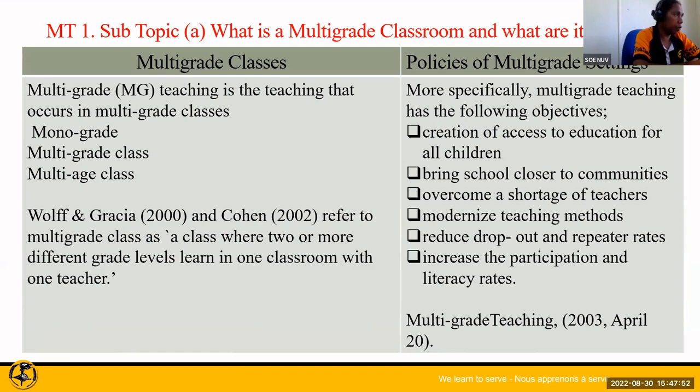As stated by Wolf and Frazier 2000 and Cohen 2002, they refer to a multigrade class as a class where 2 or more different levels learn in one classroom with one teacher.